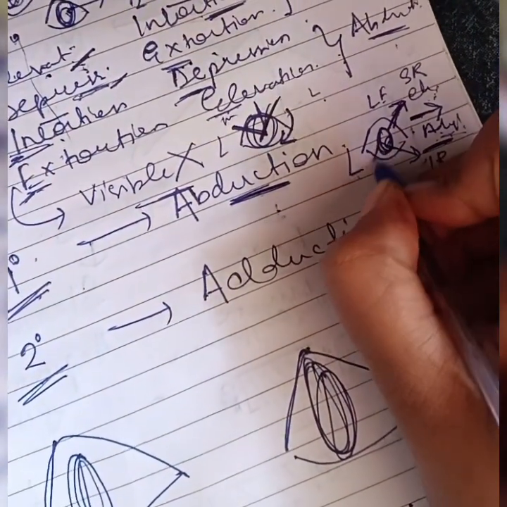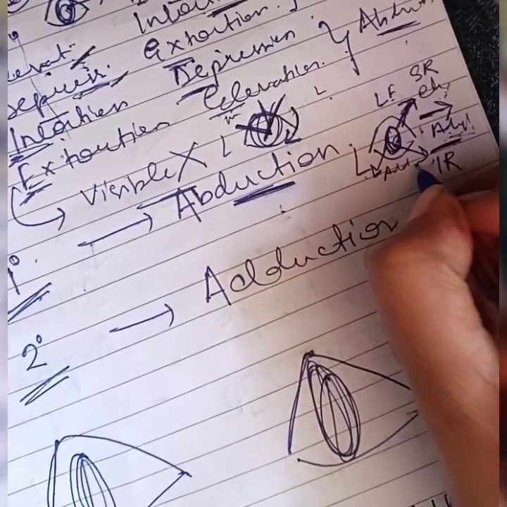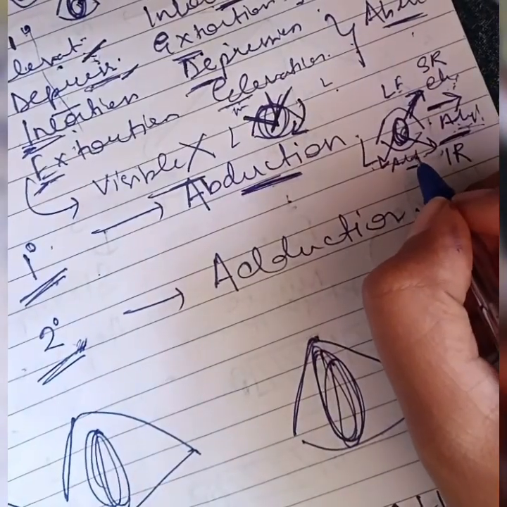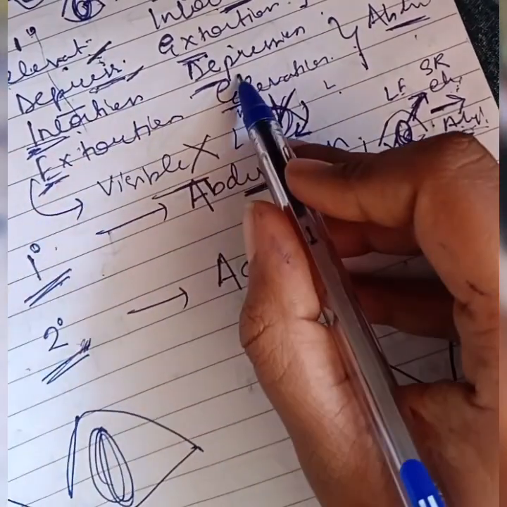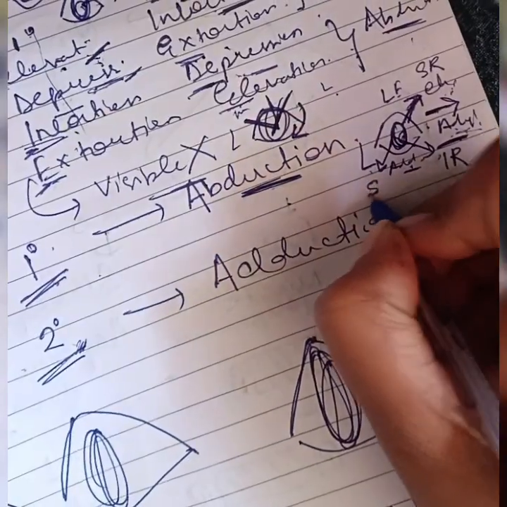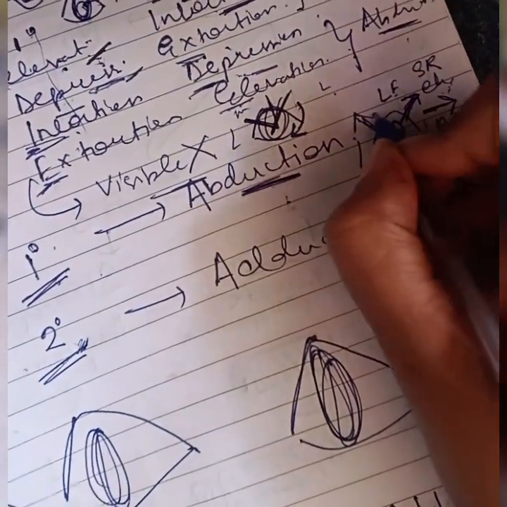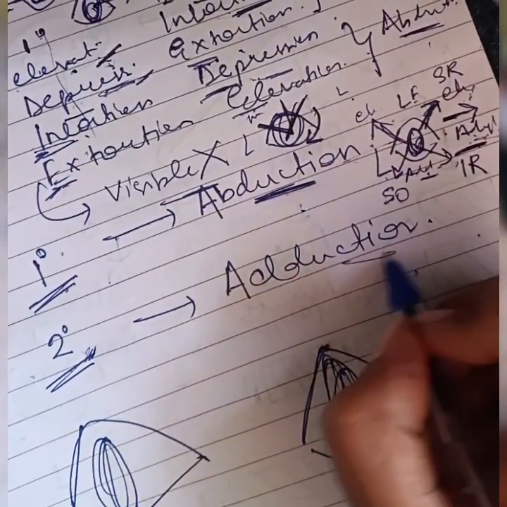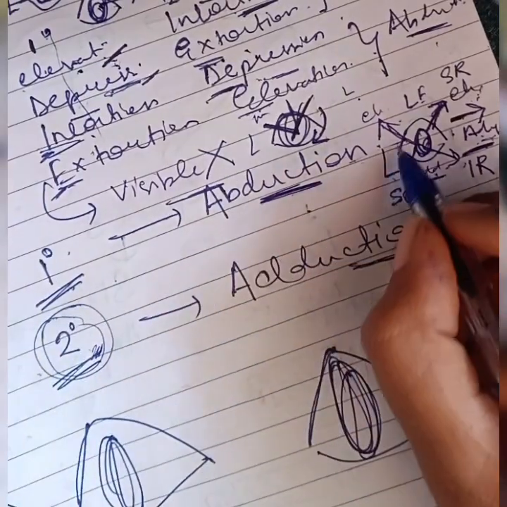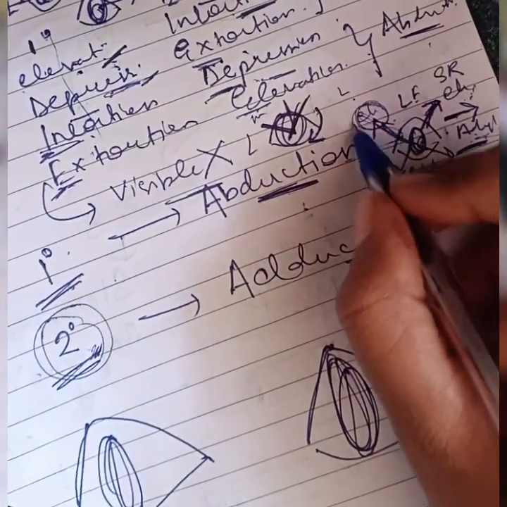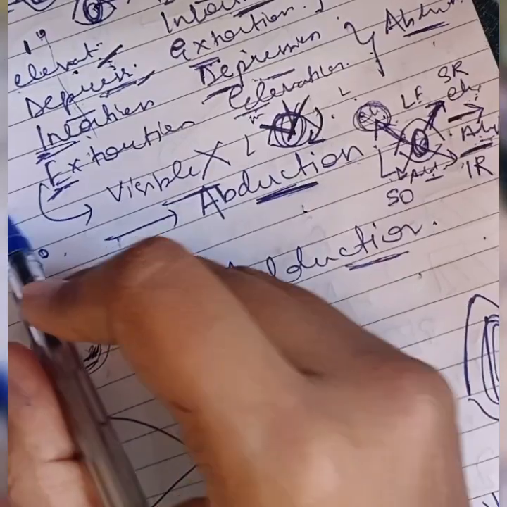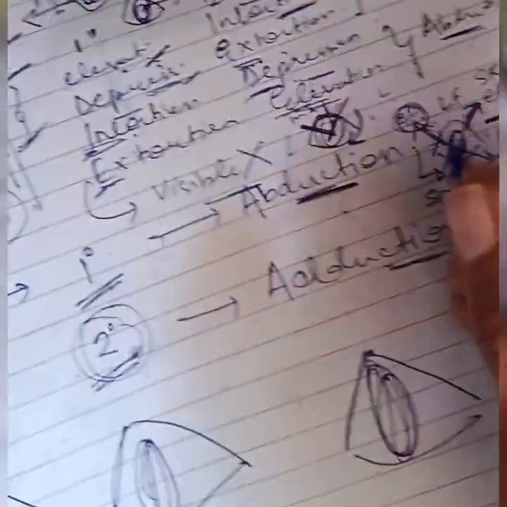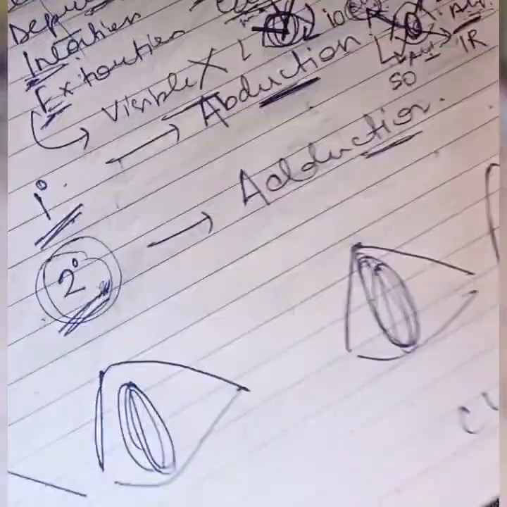Now similarly, adduction and depression attribute to your secondary actions. So which muscle's secondary action is depression? That is your superior oblique. So this would be superior oblique. Then over here again, elevation as your secondary action, and adduction. So adduction is the secondary action. Here it is elevating. So elevation is the secondary action of which muscle? It is of inferior oblique. So therefore this action is attributed to inferior oblique.